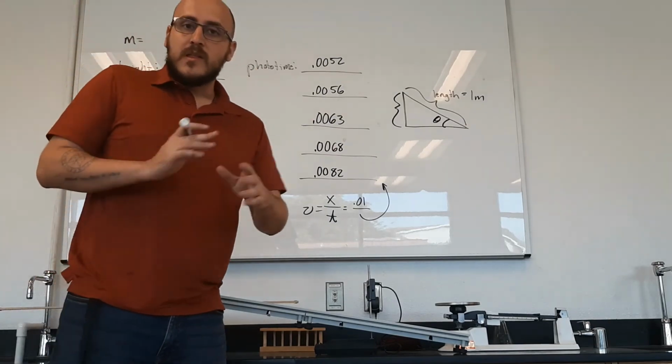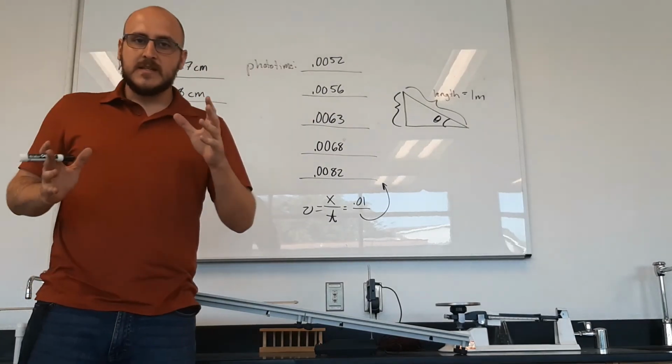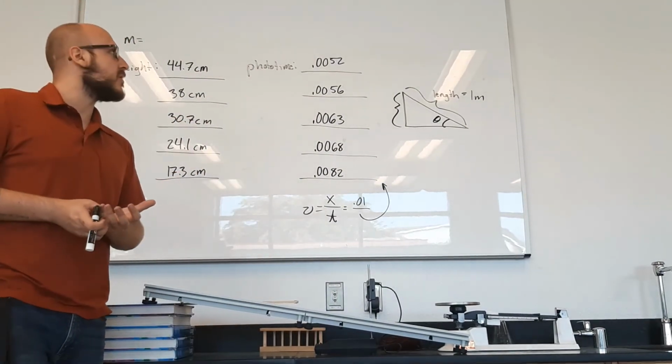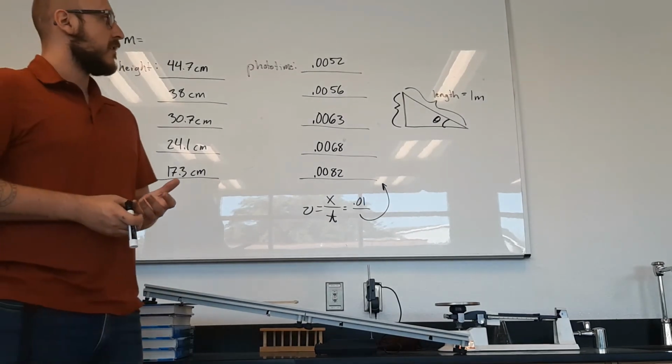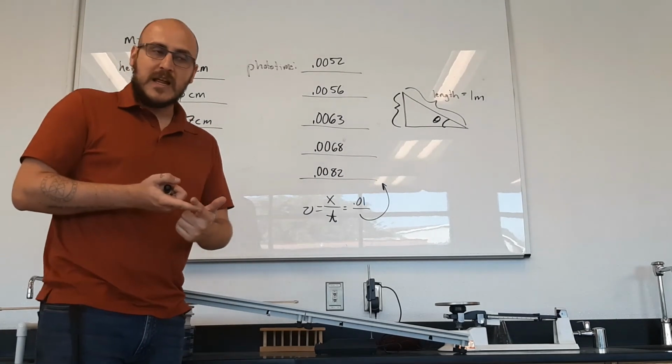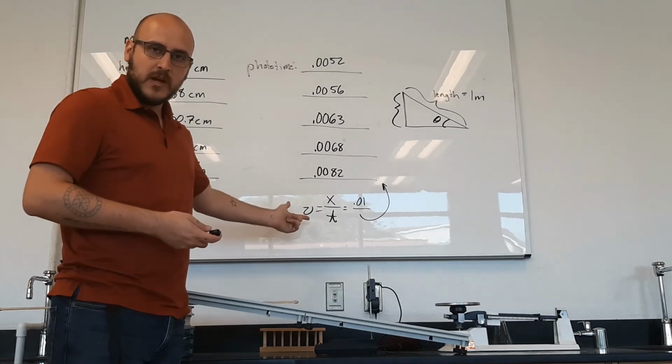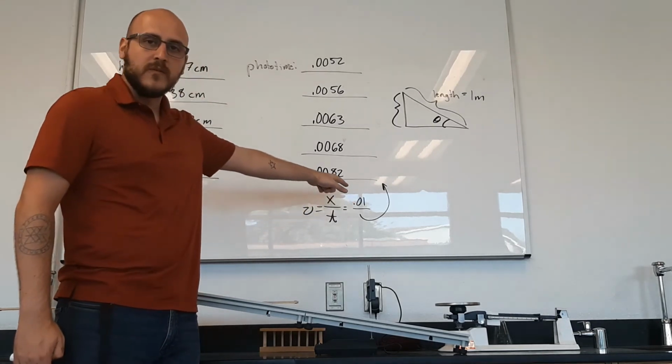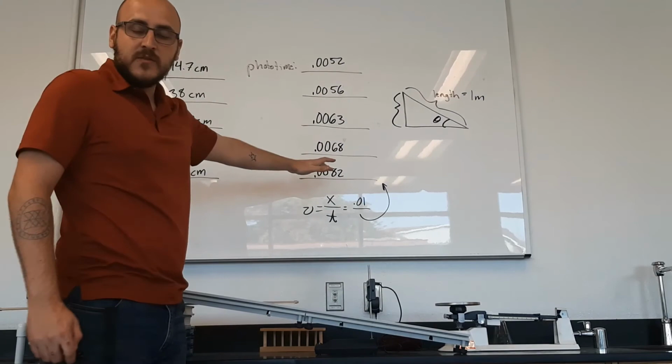Okay, so this is all of the data that we actually need to collect. All right, the other information in your table. So finding your final velocity, you can just use the photogate equation, taking 0.01, the width of the post, and dividing it by each of your photo times.